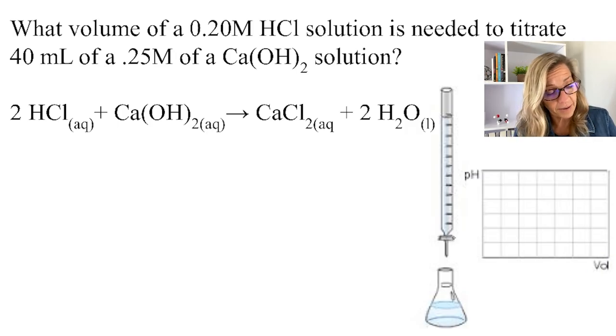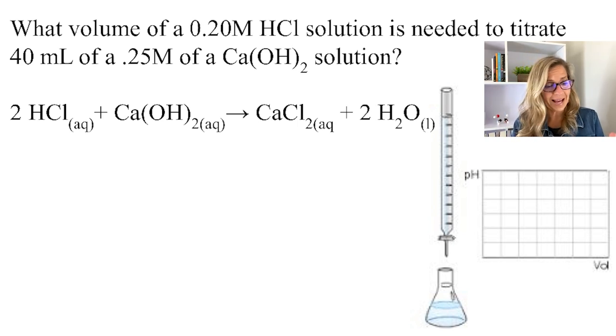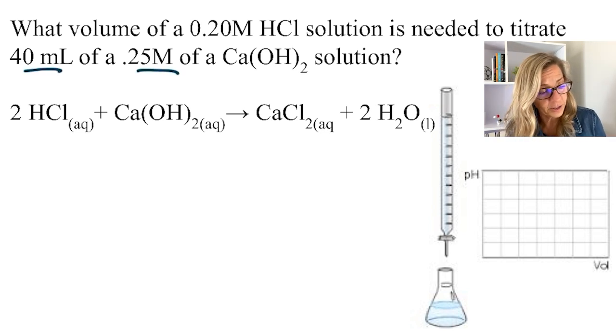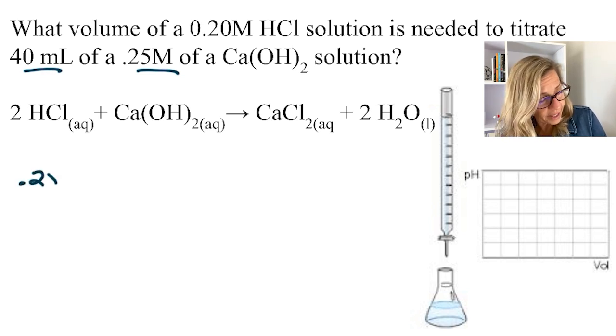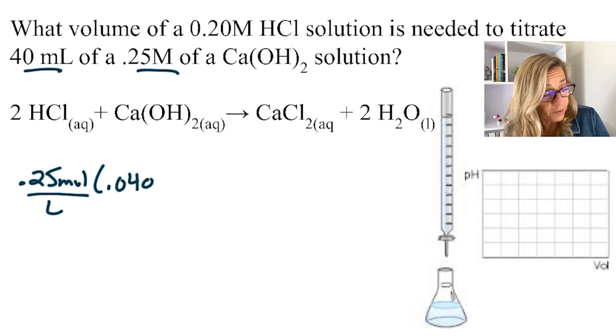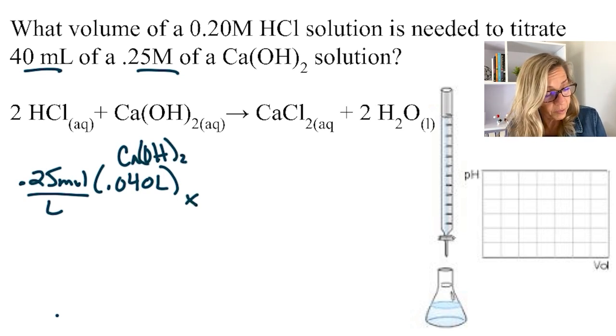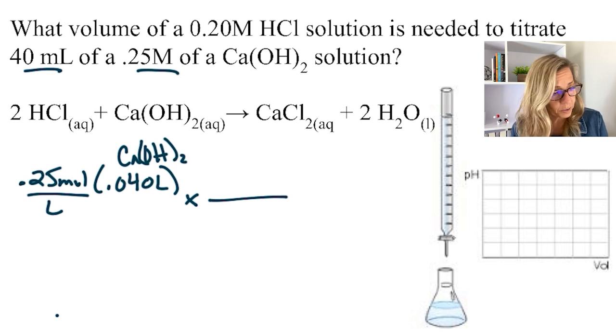So here is a titration. We've got calcium hydroxide in the flask, and we're going to drop in some hydrochloric acid. So let's do the stoichiometry of this. So first of all, I know the volume and the concentration of base. So let's start with that concentration, 0.25 moles per liter times 0.040 liters. All right, so that is my calcium hydroxide, right? And then I'm going to use a mole ratio here. I want to flip it over to hydrochloric acid.